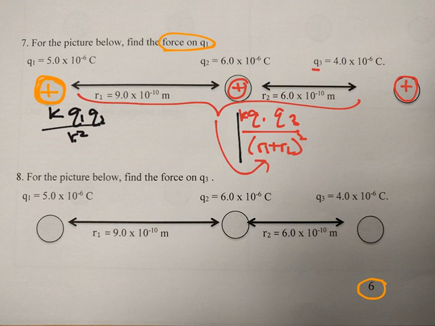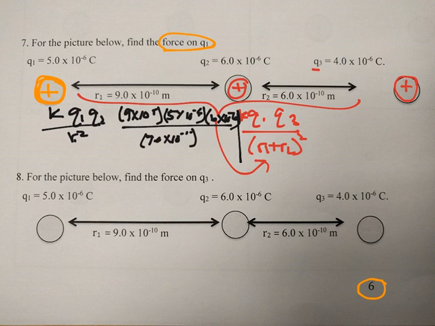Alright, so now that you have an idea of that, really once you get those formulas, it's put it into a calculator and do the math. So remember, K is 9 times 10 to the 9th. Q1 is 5 times 10 to the negative 6. Q2 is 6 times 10 to the negative 6 over R1, which is 9.0 times 10 to the negative 10th squared. Plug that into a calculator.